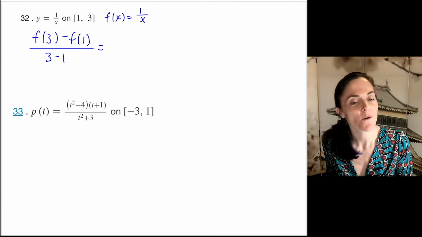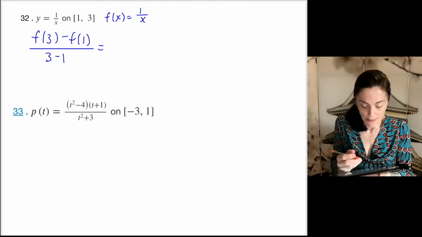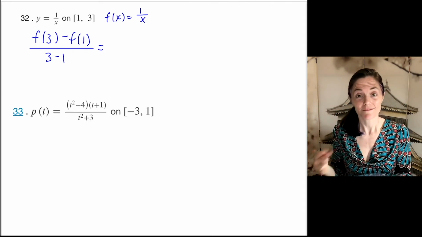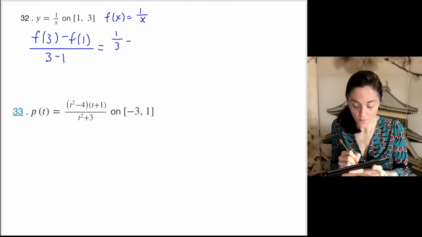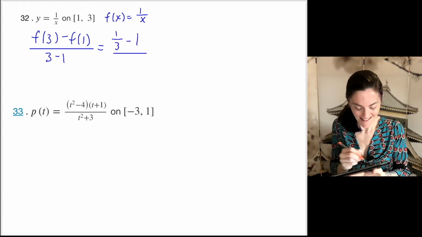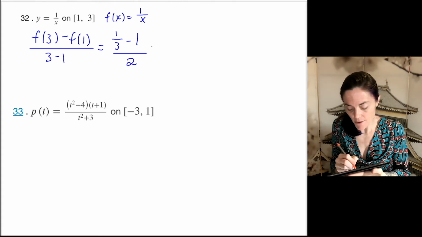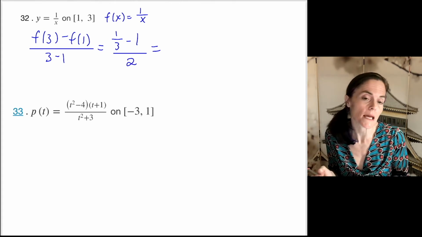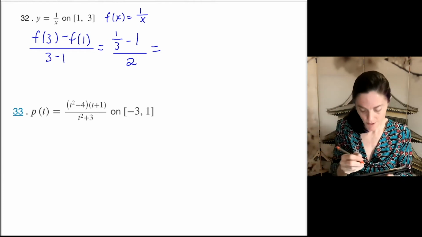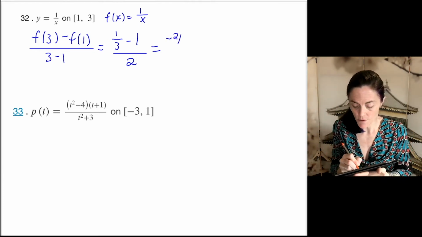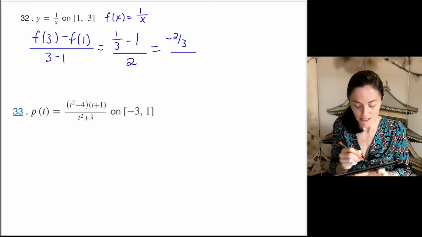Maybe with this one, I won't come to the side and calculate because the function is just 1 over x. So f of 3 is 1 over 3, and f of 1 is 1 over 1. Now, if I get a common denominator here, you see it would be 3, or you can just think 1/3 minus 1 is -2/3. So I have -2/3 divided by 2.